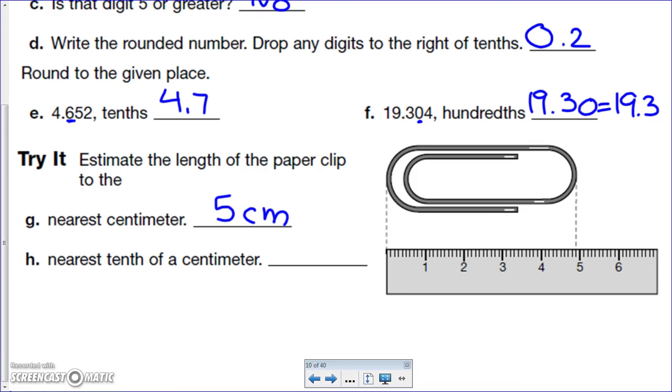Then for H, the nearest tenth of a centimeter, if we look at the little dotted line, it comes down to 1 mark before the 5. So we know it's 4 and 9/10 centimeters. And again, make sure you've remembered to include the units on the end of your answer. Please glue this page in the next available space in your math notebook.